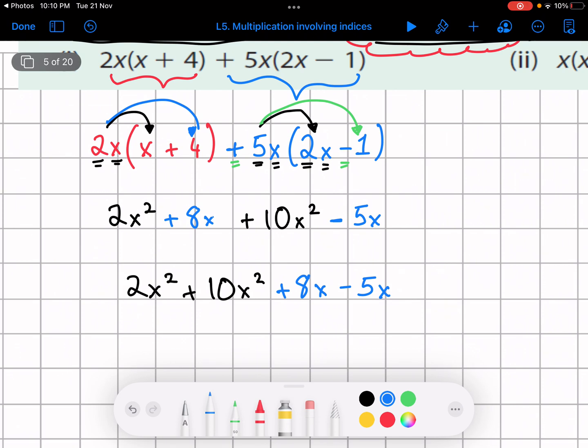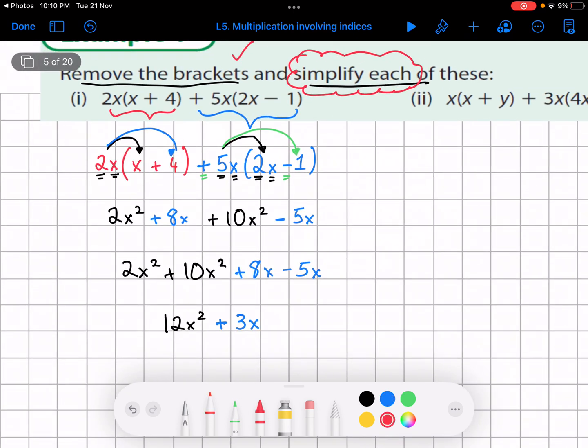2x squared plus an additional 10x squared will give us 12x squared. Plus 8x minus 5x. So 8 minus 5 will give us plus 3x. Now we have simplified the sum. And that's our answer.